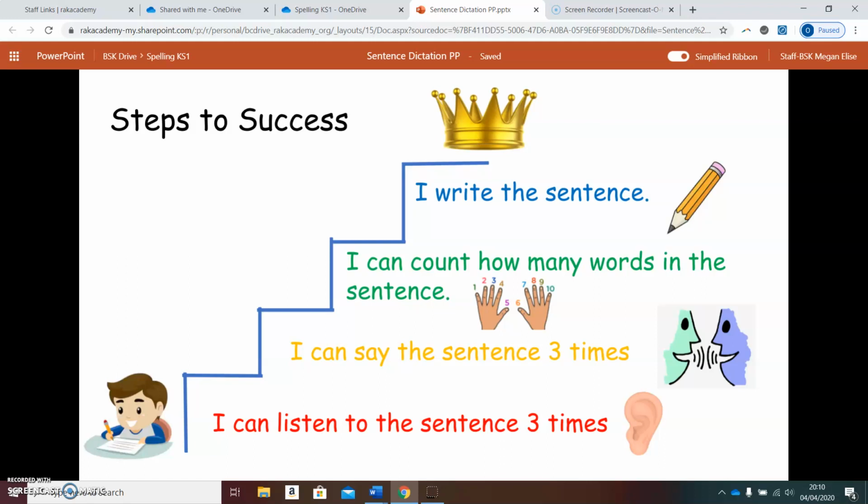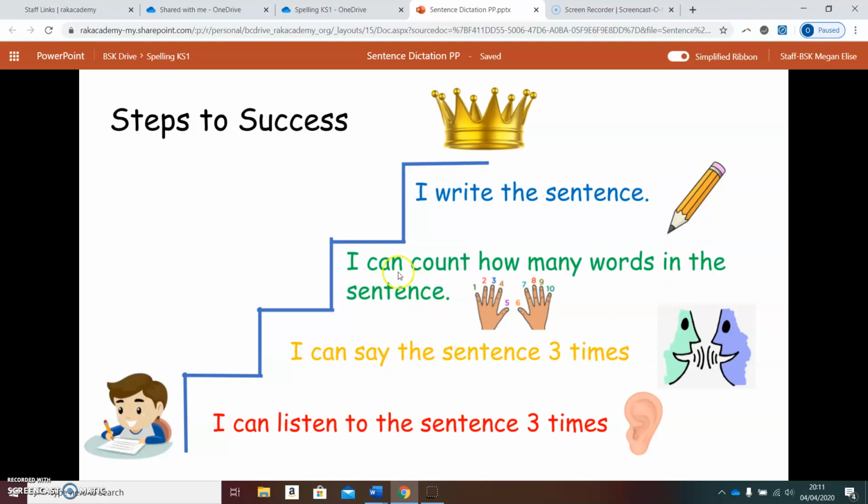When you've listened to the sentence 3 times, the next thing for you to do is I can say the sentence 3 times. So you would copy what I say. So you would say, the cat is sat on the mat. The cat is sat on the mat. The cat is sat on the mat. You would say it 3 times.